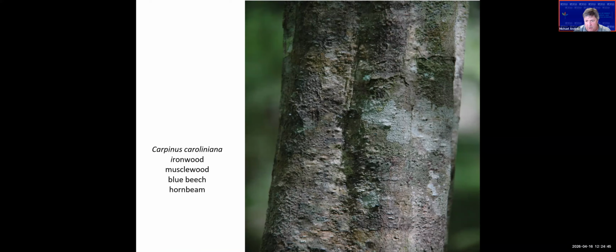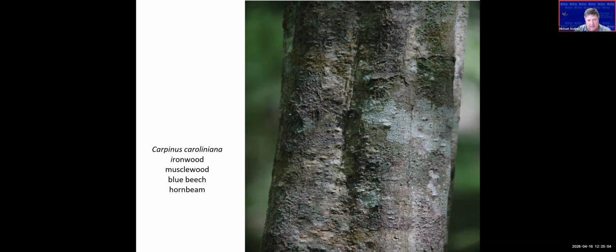It's got smooth gray bark, kind of like that Celtis, but instead, the stem of this tree and the bark is fluted or looks sinewy, like Superman's arms or cartoon figures' arms. And so this one is really easy to identify as Carpinus caroliniana.